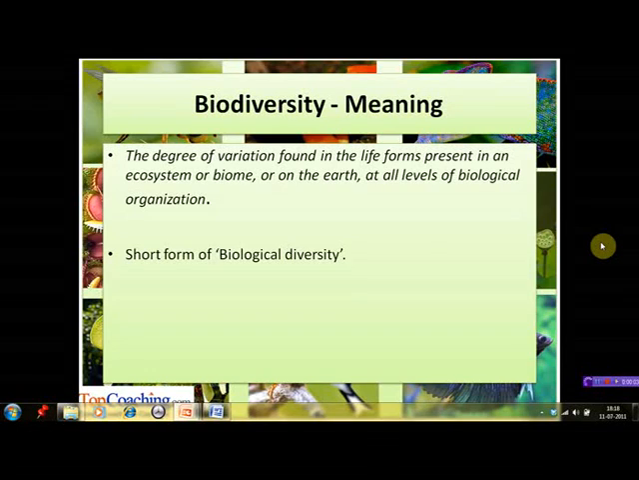The term biodiversity indicates the variations found in all the life forms on a broad scale in an ecosystem. This term gained popularity as a brief form of biological diversity. This term was chiefly used in the 1980s, and we can define biodiversity as the degree of variation found in the life forms present in an ecosystem or biome or on the earth at all levels of biological organization.